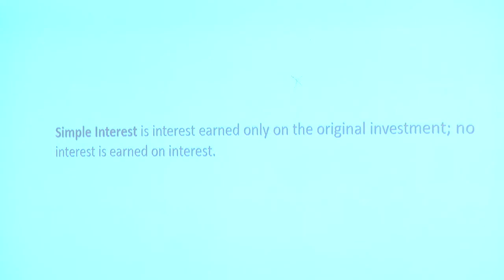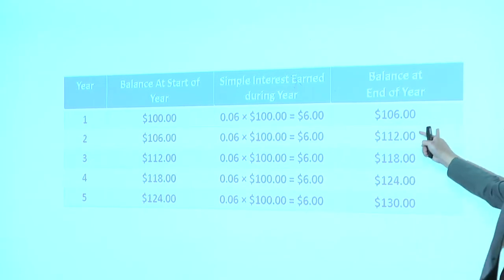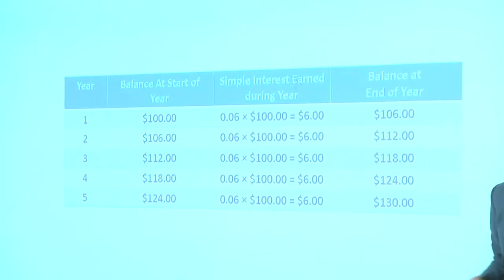Simple interest is interest earned only on the original investment, or principal, if you will. No interest is earned on the interest. So here's a schedule of simple interest. 6% interest rate, $100 first deposit. You earn $6 every year. There's no extra for you to earn. Every year, $6 is added to the account. Done.